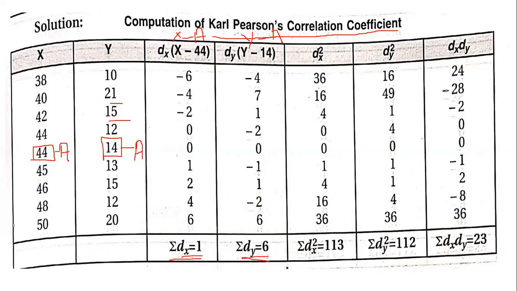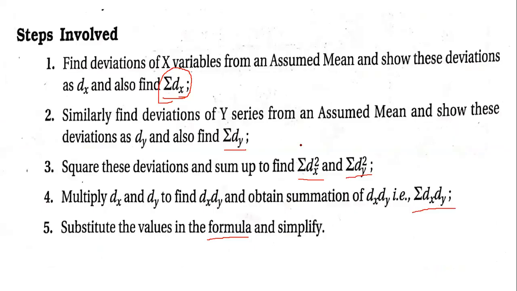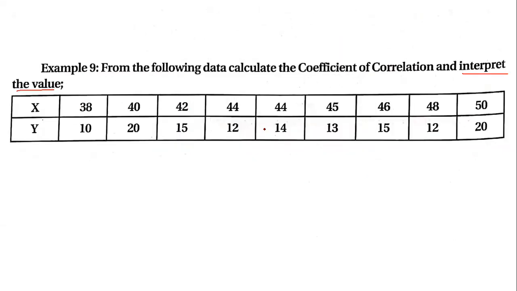Okay, next. First two important values we found out: sigma dx is over, sigma dy is also over. Now, our next important values are sigma dx square and sigma dy square, which is nothing but you just have to square these values here. Okay, so let's go back to the problem.